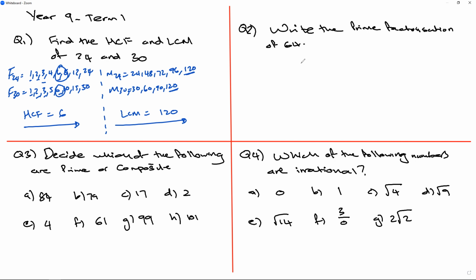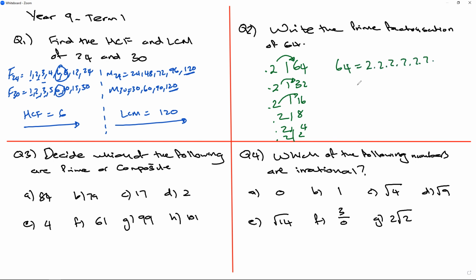Write the prime factorization of 64. Let's use what is known as the ladder method. There are other methods, but let's use the ladder method. 2 goes into 64 32 times. 2 goes into 32 16 times. Let's keep going: 2 goes into 8, into 4, into 2, and 2 goes into 1 once, and we stop there. We have how many 2s? 1, 2, 3, 4, 5, 6 twos. So 64 is 2 times 2 times 2 times 2 times 2 times 2, which is 2 to the power of 6.